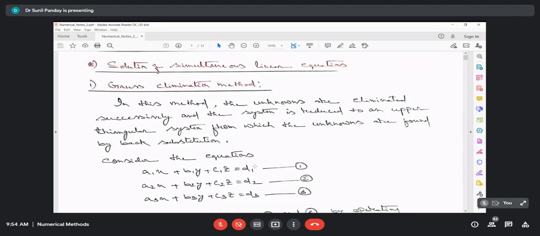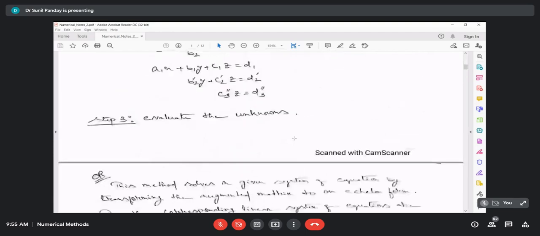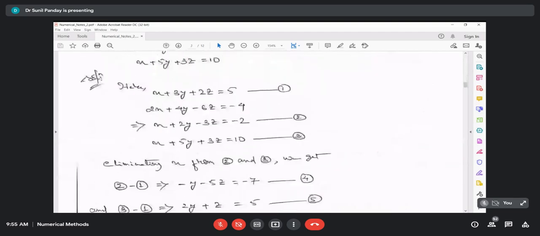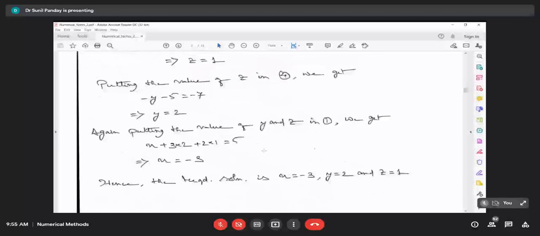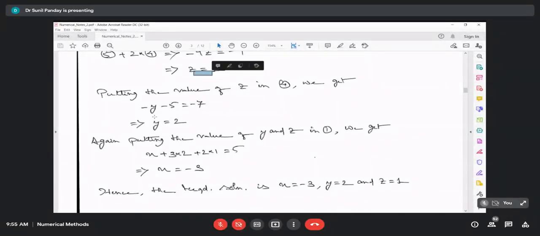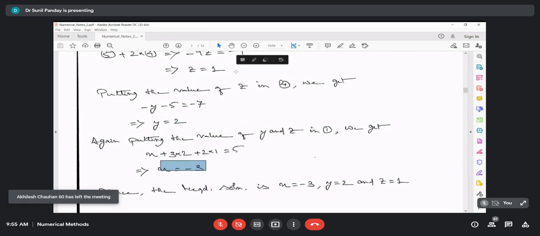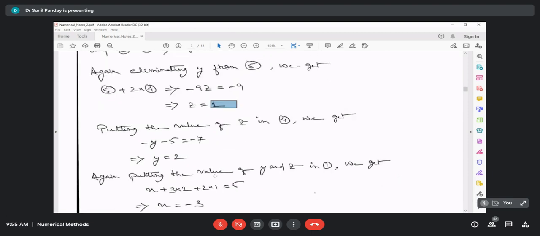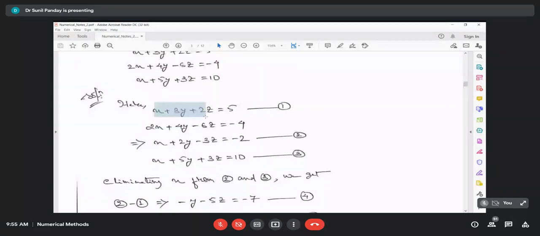Tomorrow we will solve the system of equations using iterative methods. In iterative methods, you know that we will get approximate solutions. If you have solved this system of equations and you are getting the exact solution z equal to 1, y equal to 2, and x equal to minus 3, instead you will get 1.11, 2.23, and 3.001. It means that if you substitute those approximated values of x, y, z, you will not get exactly 5. You will get 5.001 or something. So we will discuss this tomorrow.